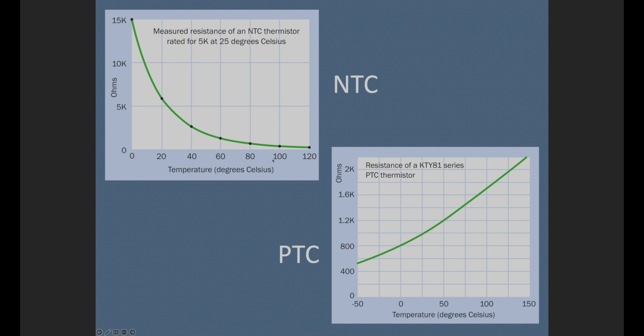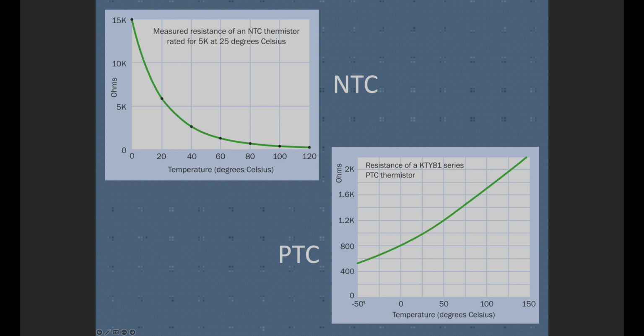We have two types of thermistors, the NTC and PTC. As you can see here, with the NTC, as the temperature increases, the resistance decreases. With the PTC thermistor, rather, as the temperature increases, the resistance increases.